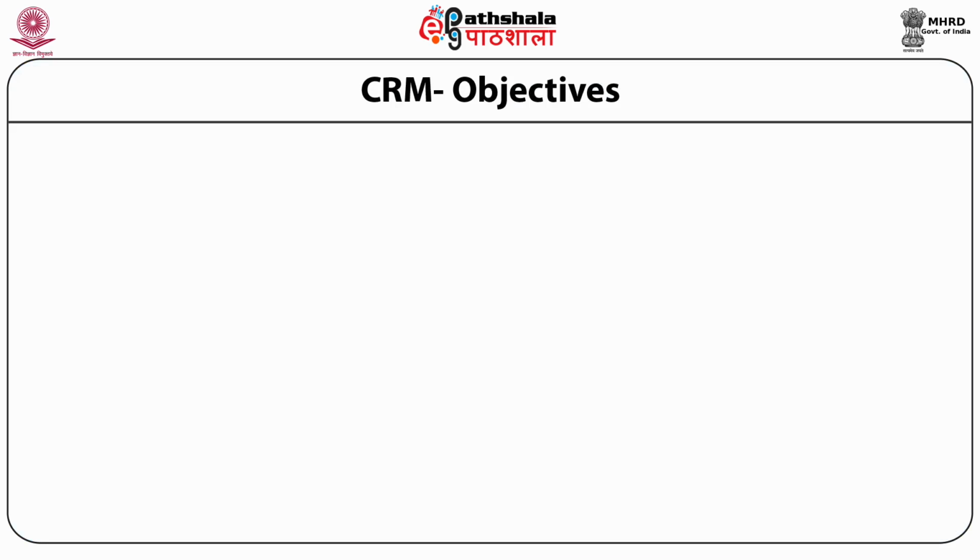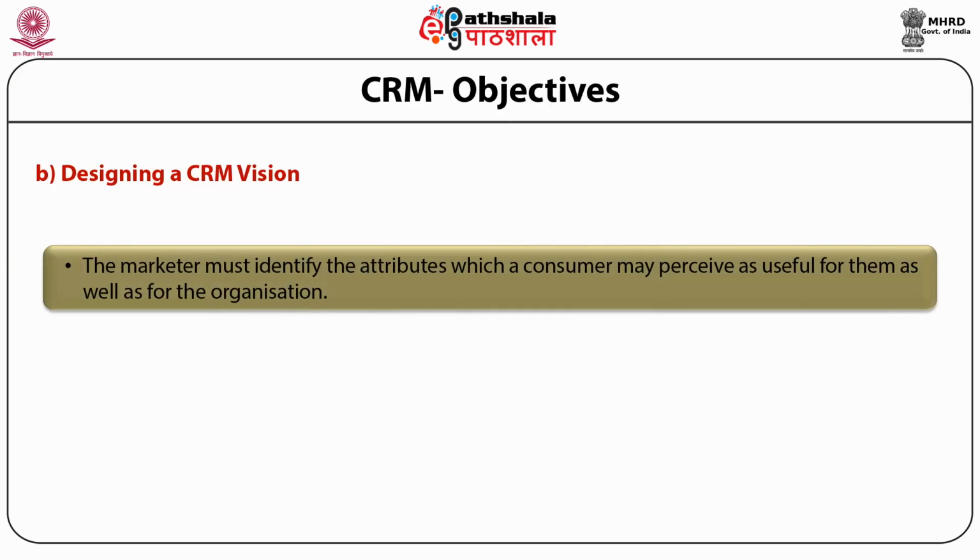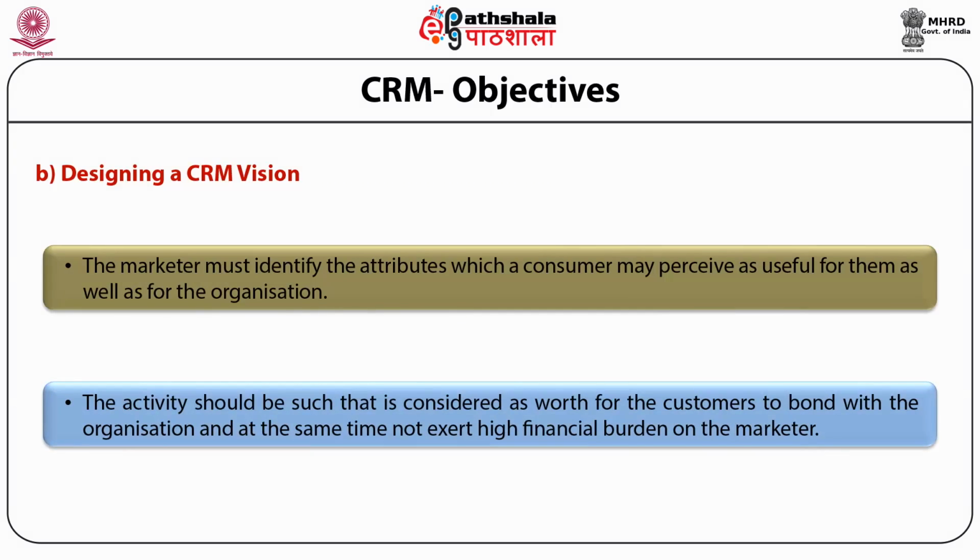The second step is designing a CRM vision. Having identified the valuable customers, the next step in CRM is to design a suitable CRM activity to please these customers. The marketer must identify the attributes which a consumer may perceive as useful for them as well as for the organization. The activity should be such that is considered as worth for the customers to bond with the organization and at the same time not exert high financial burden on the marketer.